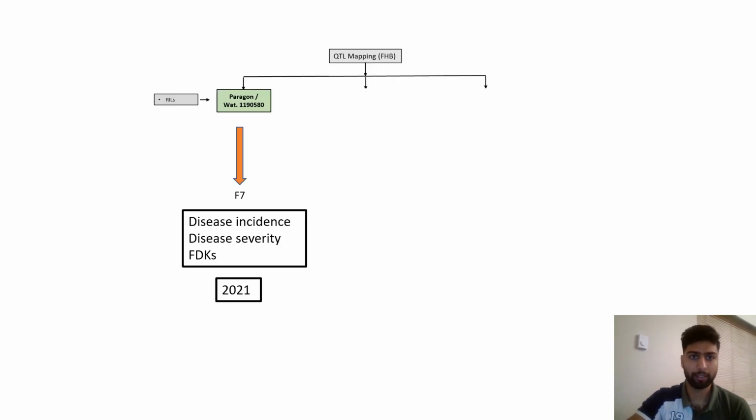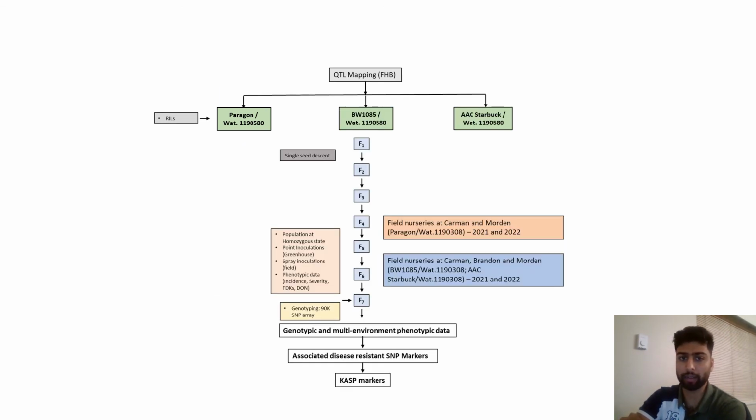Fusarium damaged kernels. So this is what I have done until yet, and I have three other mapping populations with Watkins 119058 as a donor parent, and that's my whole project that I will be doing in the coming years. I will basically have genotypic and multi-environment phenotypic data for these, and I will look for SNP markers which are in close proximity with the resistant regions in the population. And then if you're able to map QTLs, then we will use CAPS markers to basically progress these regions or these QTLs into the elite cultivars.